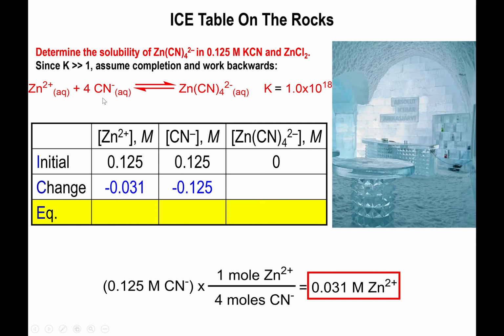Alright, now with that being said, the same idea goes for the tetracyanozincate complex. For every 4 cyanides that react, you're only forming 1 mole of the tetracyanozincate complex ion. So you will not be forming plus 0.125, you'll be forming plus 0.031. Alright, so that means that your final amounts will be 0.094 molar for zinc, 0 molar for cyanide, and 0.031 for the complex.